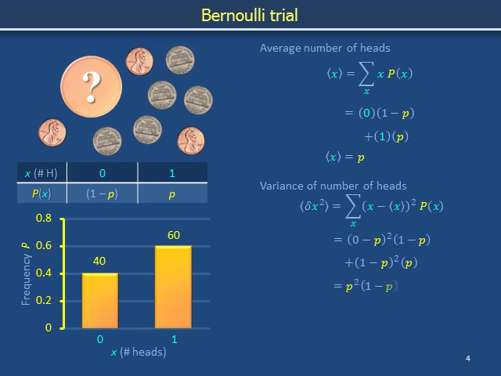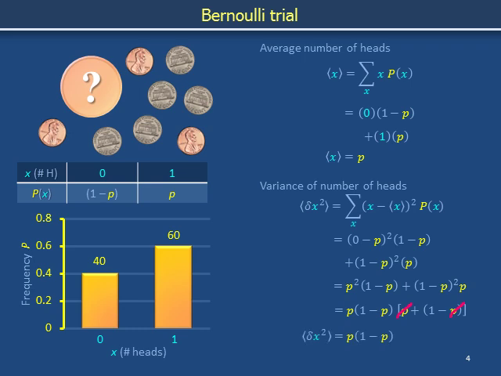The square of 0 minus p is simply p squared. Both terms contain at least one factor of p and at least one factor of 1 minus p, which can be factored out front, leaving behind in the square brackets p plus 1 minus p. But this is equal to unity, so the variance in the number of heads x is simply p times 1 minus p.